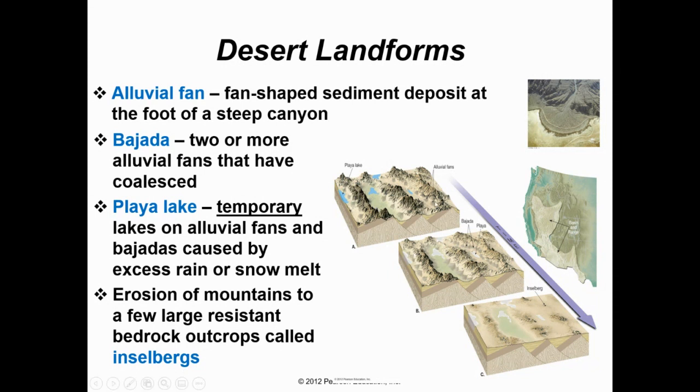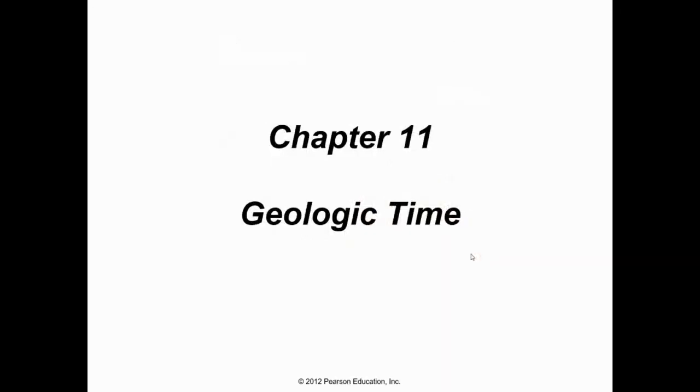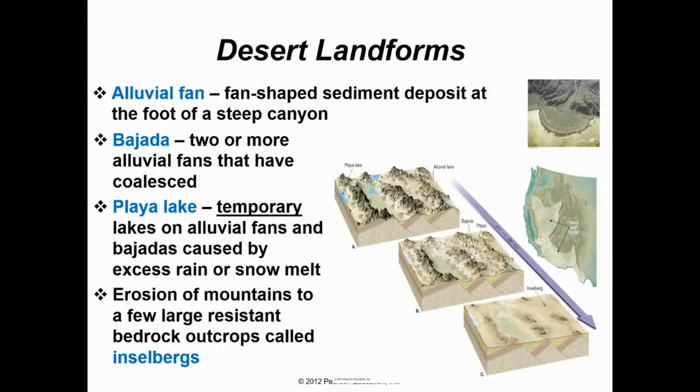Lastly, mountaintops in these areas are called inselbergs. All right, so I guess that's it for the desert book. Any questions on the deserts or dry climates?